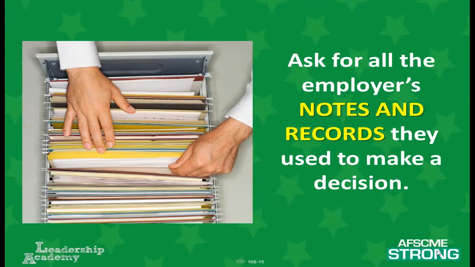When you're handling discharge and discipline cases, you want to make sure you ask for all employers' notes and records they use to make a decision. Get any notes or records the foreman or supervisor may keep, even informal records. The union has a right to them.